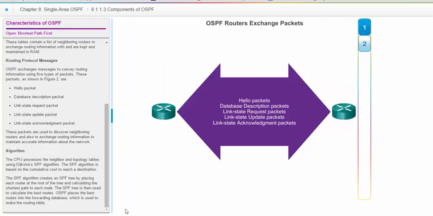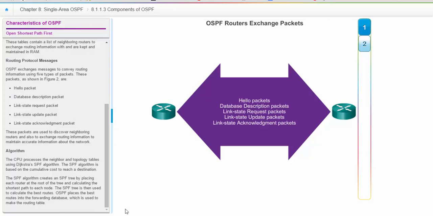The OSPF routers exchange packets in a particular order. They do the hello packet. Then you have a database description packet. Then you have your link state request packets. Then you have a link state update packet, and then the link state acknowledgement packets. And these packets are used to discover neighboring routers and also to exchange routing information to maintain accurate information about your network, because you could possibly have a router go down, so this information needs to stay up to date.